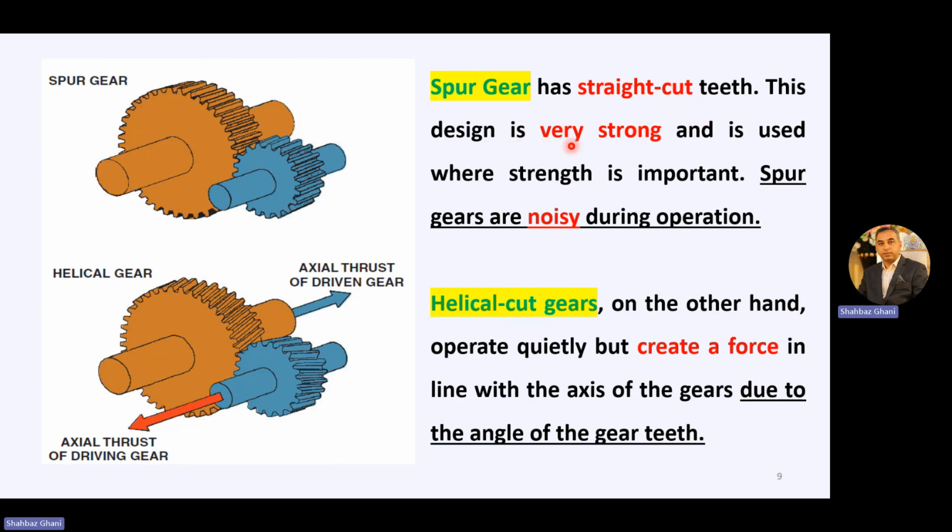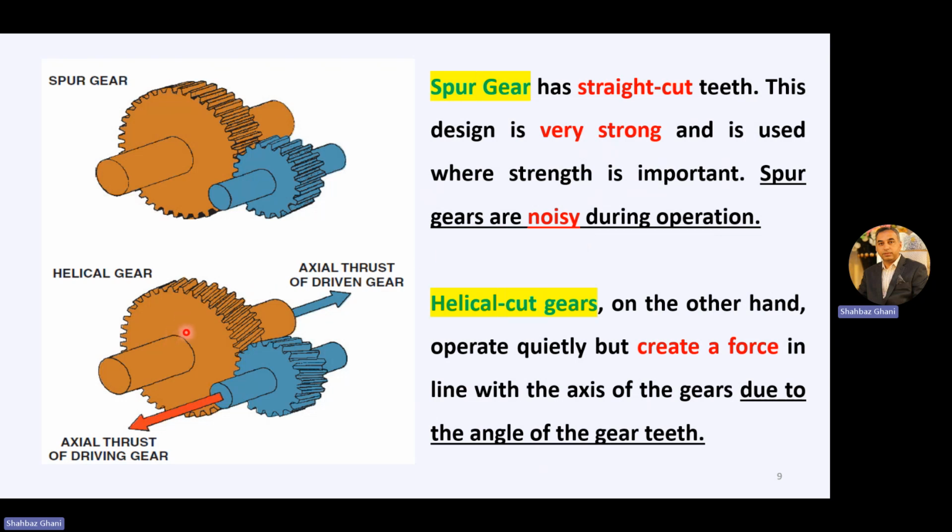Spur gears have straight cut teeth. This design is very strong and is used where strength is the utmost important thing. Spur gears are noisy during operation. When they rotate, they produce a lot of noise, but the strength is greater here.